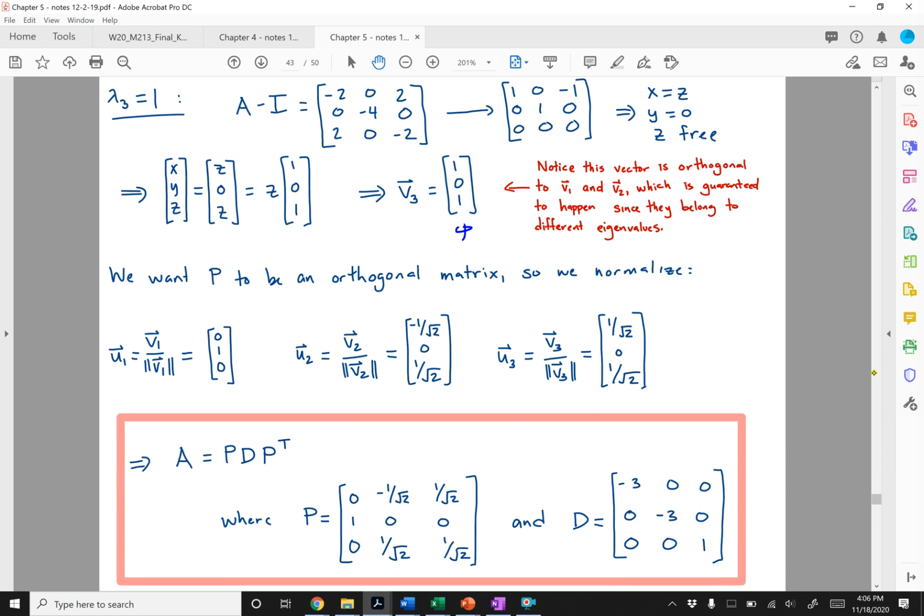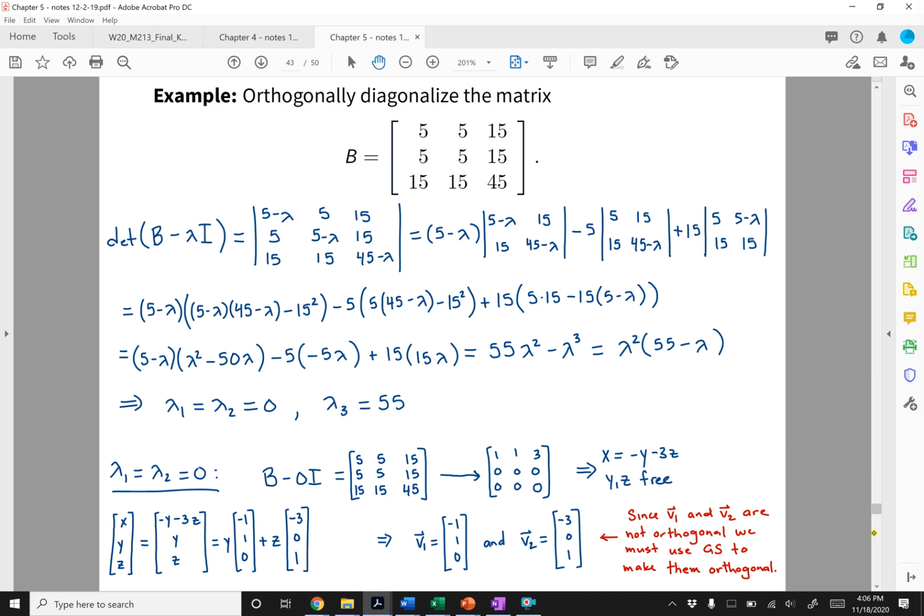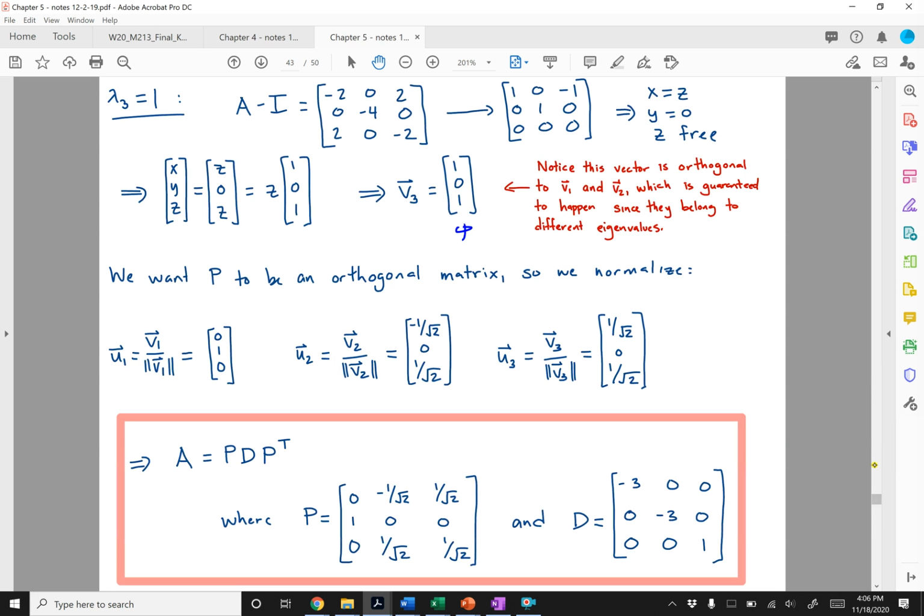Okay, and you can test it. 1, 0, 1. If you dot it with this one, it's going to be 0. Dot it with this one, it's going to be 0. So, very nice. And now we can use those 3 vectors to create our P, our orthogonal matrix, to complete our orthogonal diagonalization of A.